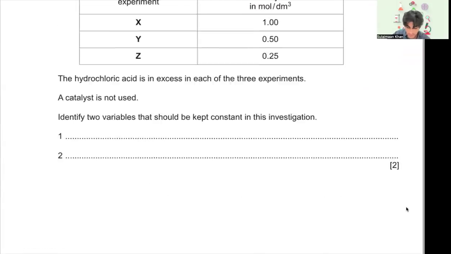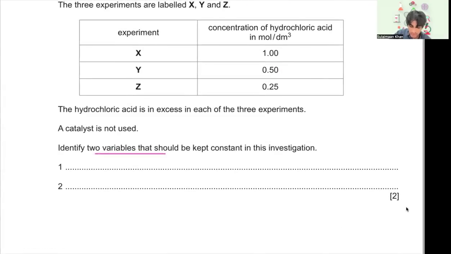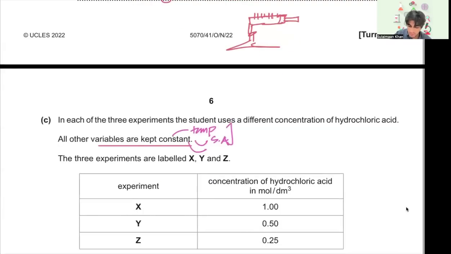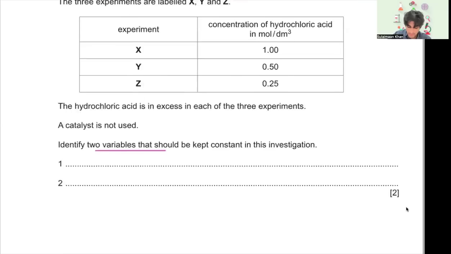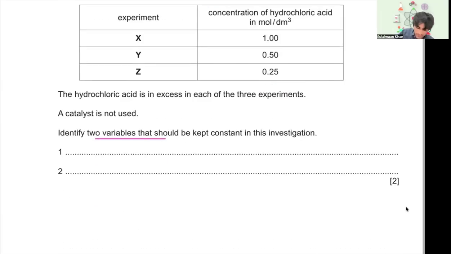Is it a 2 mark question? Yes, he has asked for two variables, right? But even with these two, you could also keep something else constant, the mass of calcium carbonate that you're adding. Or even the volume of hydrochloric acid that you're adding should be constant. So of these three things, it's better to just write temperature and surface area, two variables, because they're going to affect the rate.